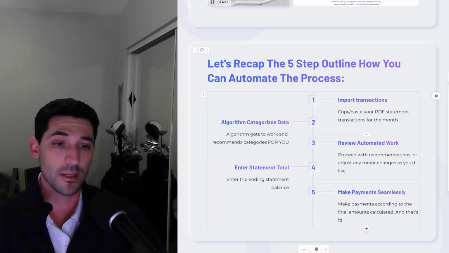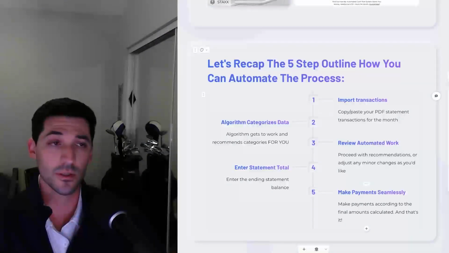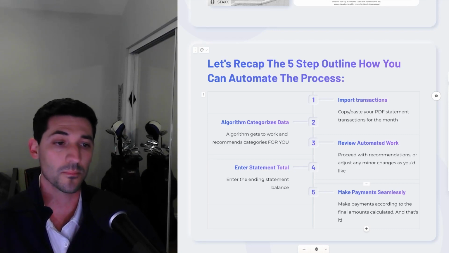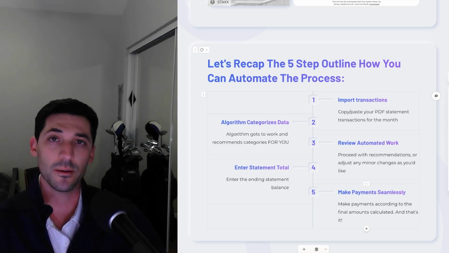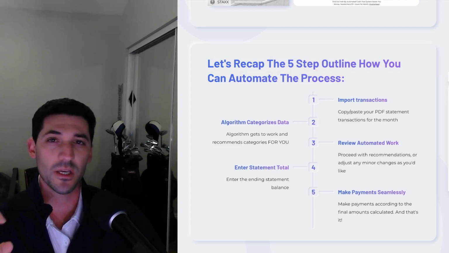You're going to then enter the statement total for the ending balance, and then all the magic is done. It's going to basically tell you all the amounts that you need to pay, and you'll be able to make those seamlessly. It'll tell you which accounts and how much. So you just make sure that you're reconciled and all the payments are getting done. And this is such a game changer. It has saved me a ton of headache and stress. So without further ado, let's get into it. I'm going to show you just basically the bare bones template of what we use and how you can make it your own.